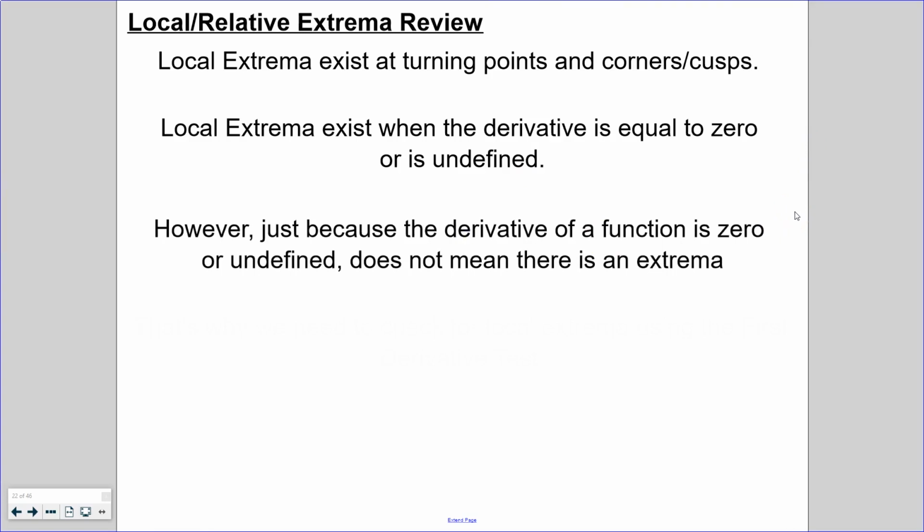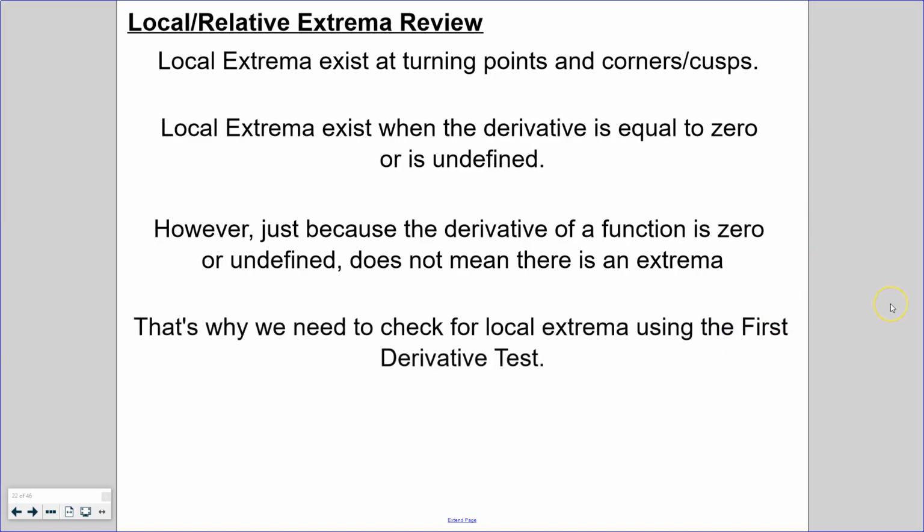However, as we discussed, just because the derivative of a function is 0 or undefined, that does not mean that there will be an extrema. It just means that there can be. And since there can be an extrema, that's why we need to check to determine whether or not a local extrema does exist at a critical point, and we would do that using the first derivative test.